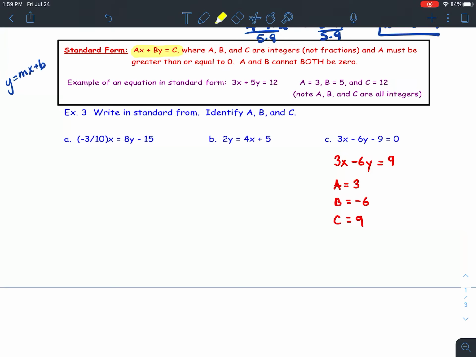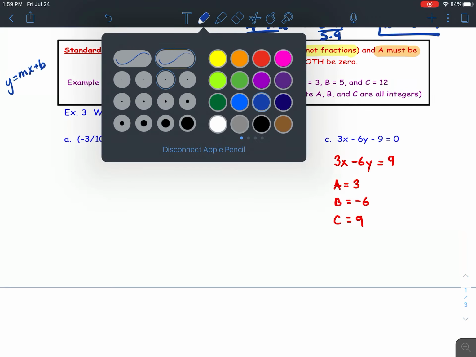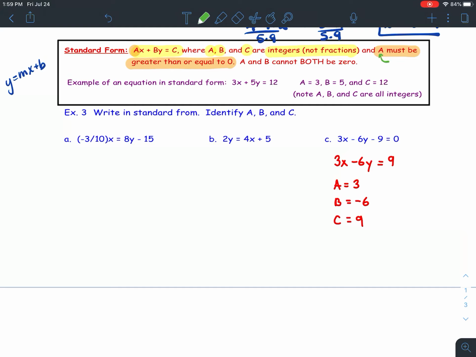A couple other things worth noting here. A, B, and C are not allowed to be fractions, so if they are, we'll need to get rid of those, and I'll show you how to do that. Also, A, which would be the number in front of the x, must be greater than or equal to 0. So in other words, what that means is the A must be positive. And A and B cannot both be 0, okay?